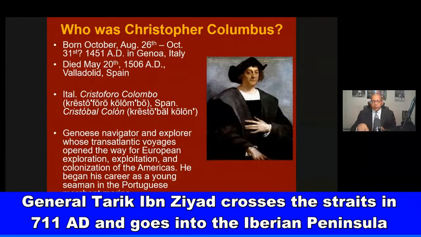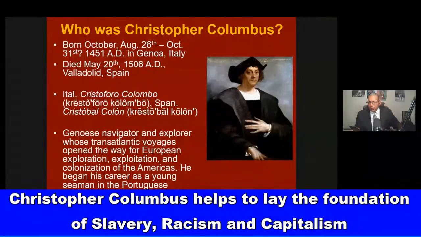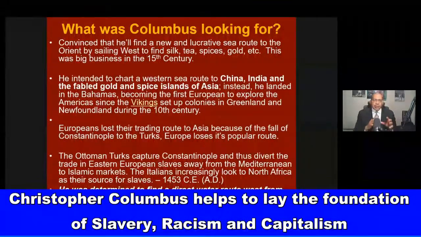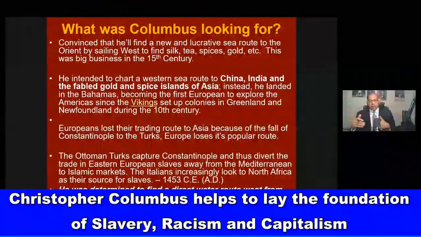So we definitely have to deal with Christopher Columbus in this class to get a better understanding of the spread of the transatlantic slave trade and the involvement of Spain, because the Spanish are the second ones involved in the transatlantic slave trade. Okay, and we know the Portuguese are the first ones involved, and Spain and Portugal are right next to each other. Now, what was Columbus looking for? Convinced that he would find a new lucrative sea route to the Orient, to Asia, by sailing west to find silk, tea, spices, gold, etc.